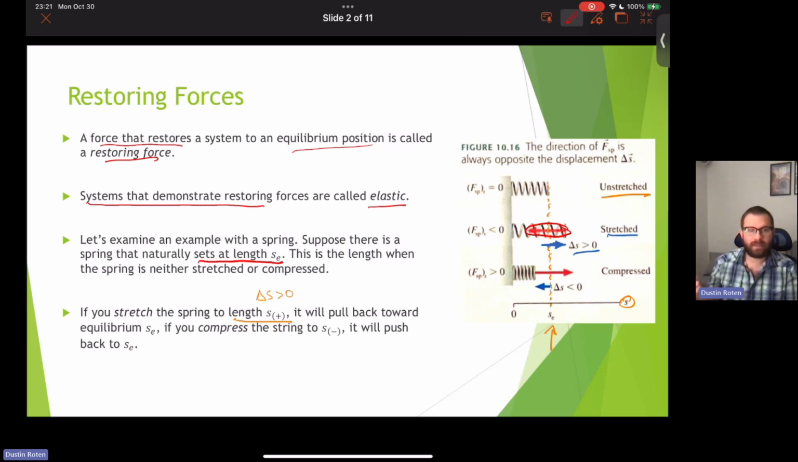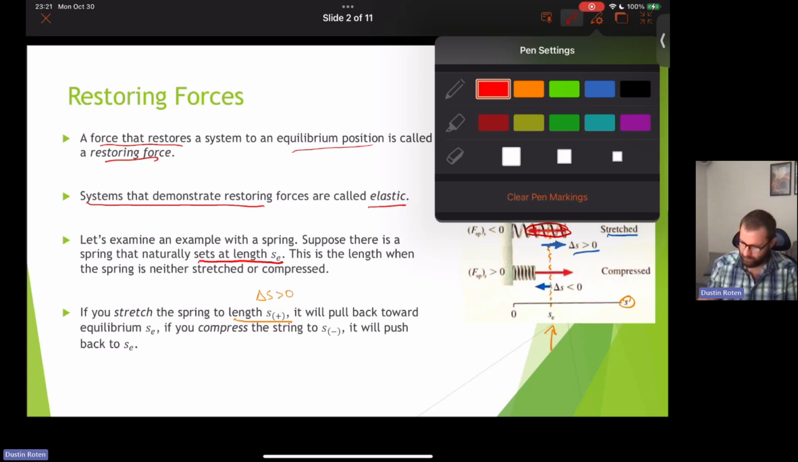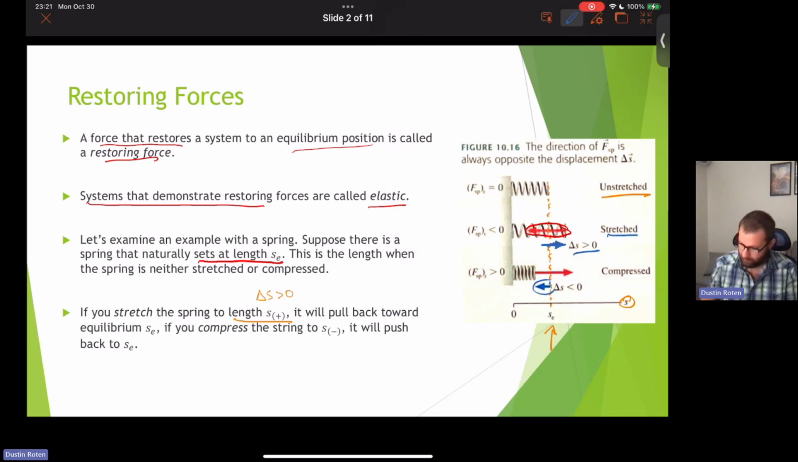And same thing if you compress the spring, so you push the end of the spring in the negative direction position-wise. We've got that here. If we compress the spring, it will push back in the positive direction, as you can see here, because it wants to return to that equilibrium, to SE. That's true for both situations. So that's the idea of a restoring force. Essentially, if you perturb it or push it a little bit, it's always going to supply a force to try and get back to its happy place.